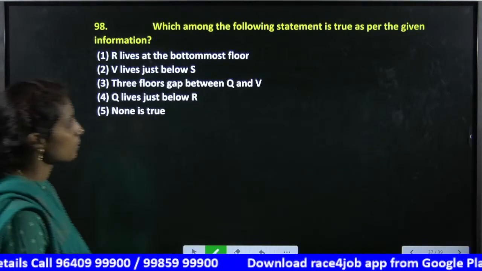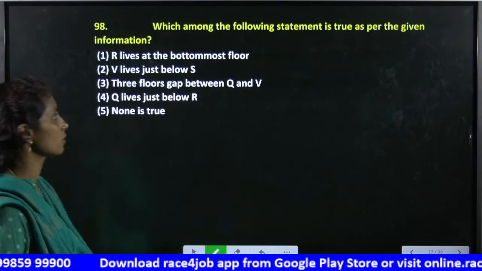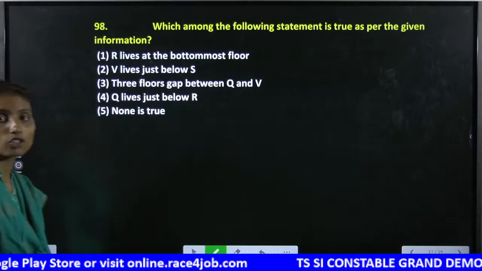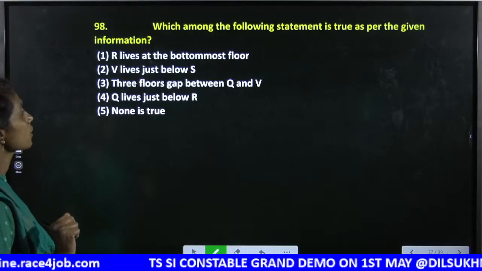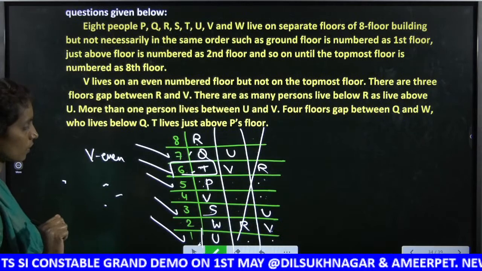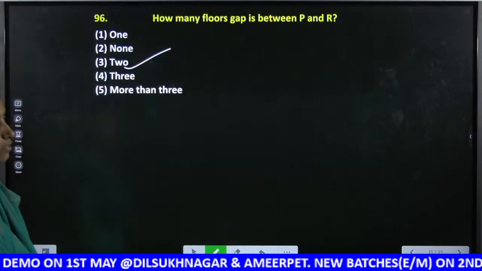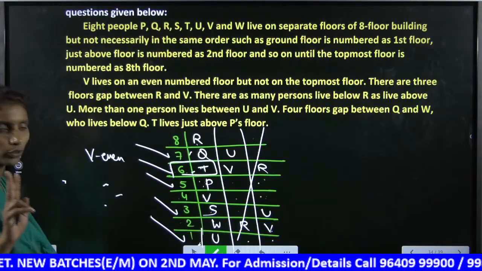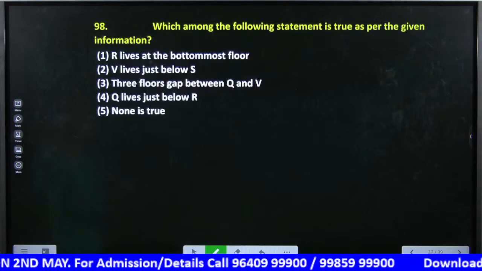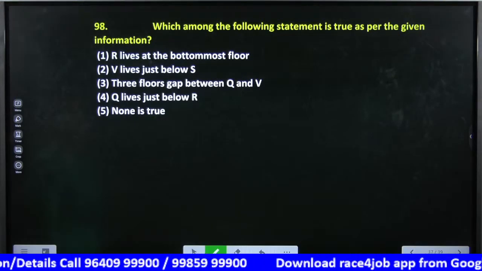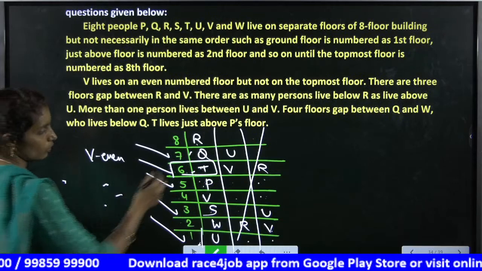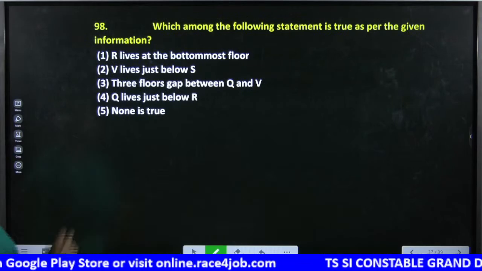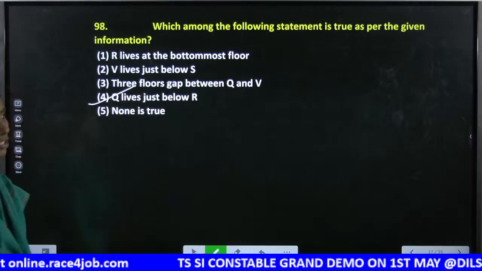Which among the following statements is true as per the given information? R lives on the bottommost floor. No, R lives on the topmost floor. V lives just below S. V lives just below S. Just above S. 3 floors between Q and V. In between Q and V, we have only 2 floors. Q lives just below R. Yes, Q lives just below R. And here it is, the fourth option.